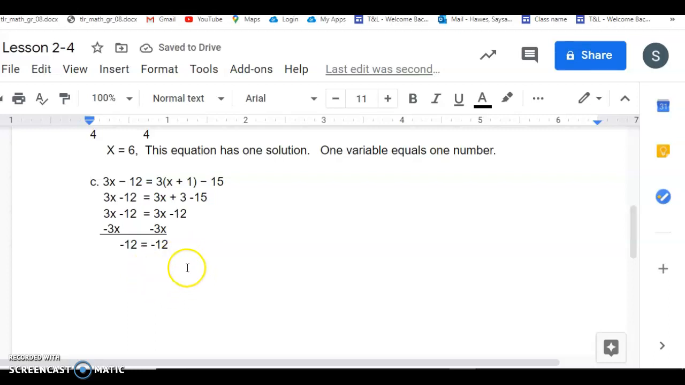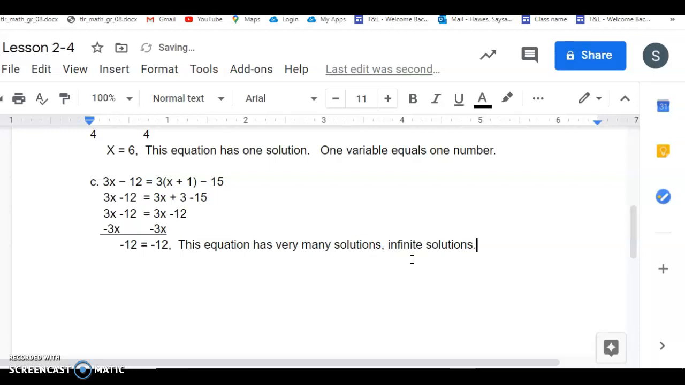When you have a result like this, on the left is a number, on the right is a number, and they are equal to each other, this is very many solutions. So you say this equation has very many solutions. Another word for very many solutions, we say infinite solutions.